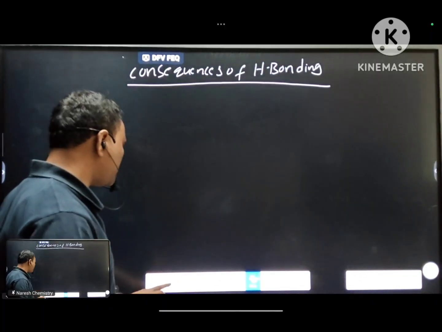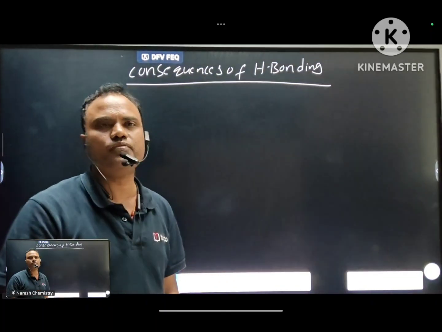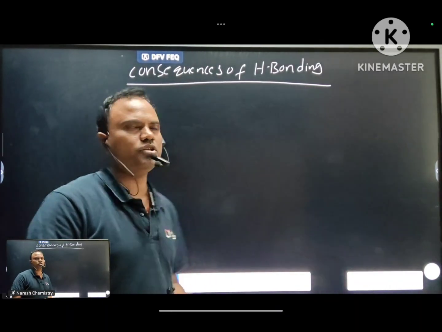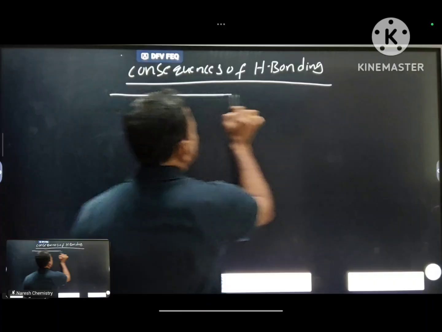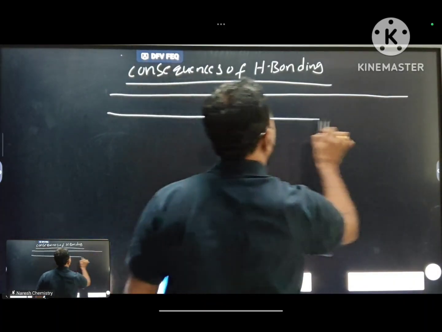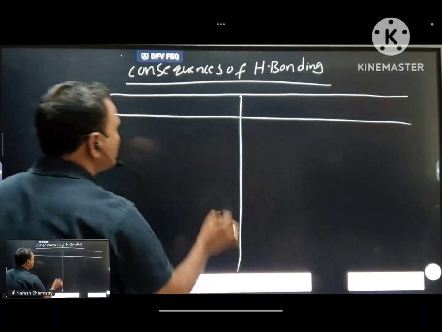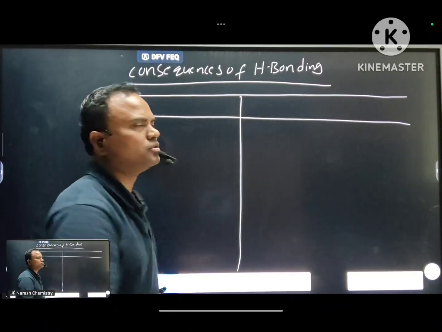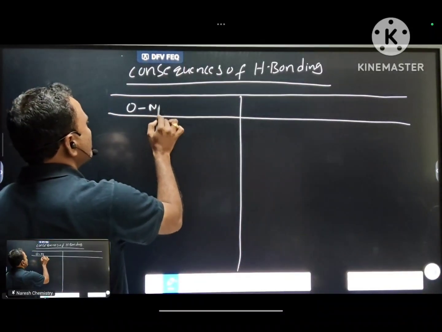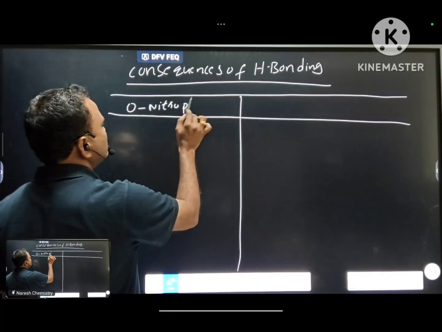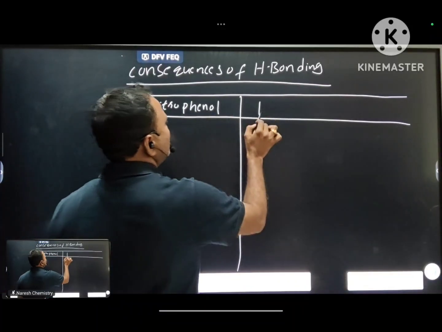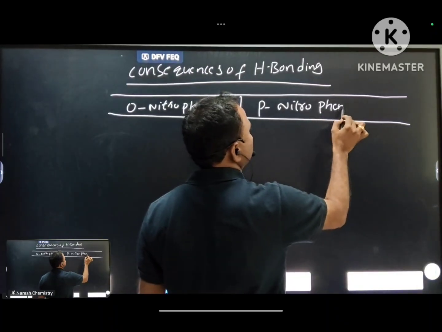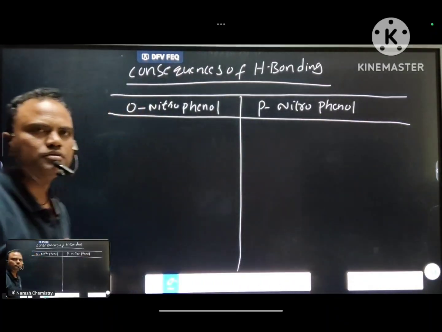We are comparing the physical properties of orthonitrophenol and paranitrophenol. Because of hydrogen bonding, physical properties will change. This is also a theoretical question that came in the JEE. Consequences of hydrogen bonding: comparing the physical properties of o-nitrophenol, orthonitrophenol, and p-nitrophenol, paranitrophenol. Okay, see.